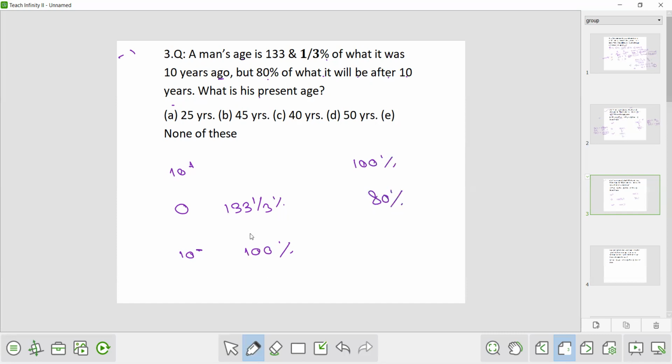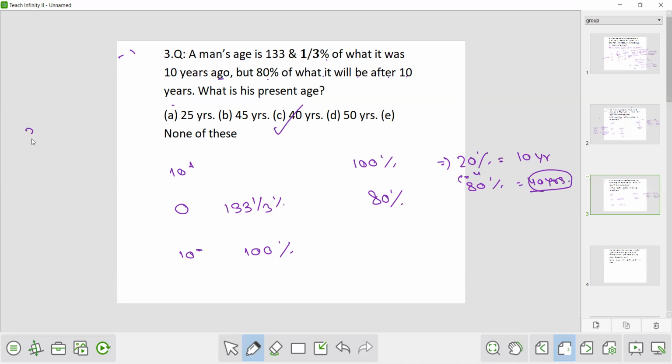So you can solve by any of the given conditions. This condition seems to be quite easy. So here the gap is 20% and 20% is equivalent to how much? 10 years. So 80% is equivalent to how much? It's 4 times, so it will also be 4 times 10, 40 years. Answer C.